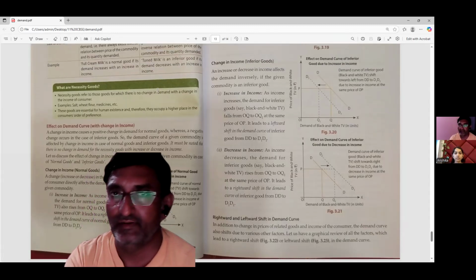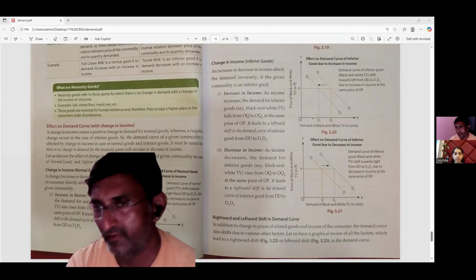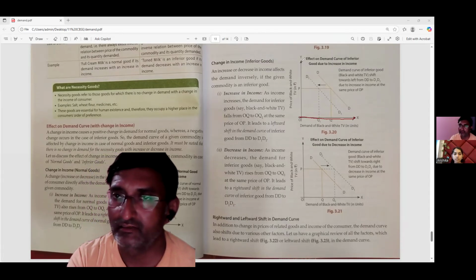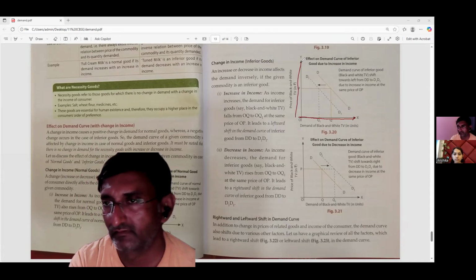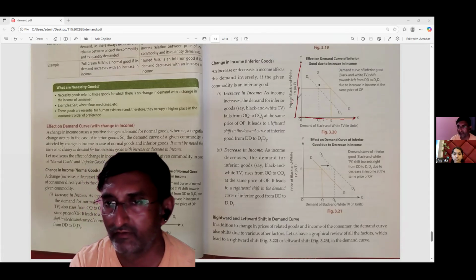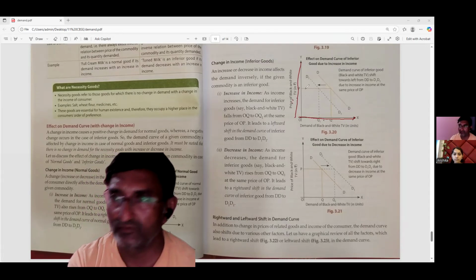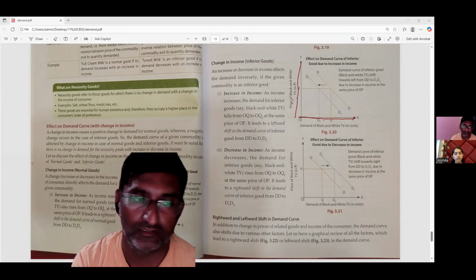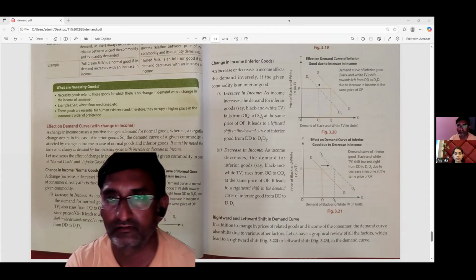So basically, this axis will always indicate quantity. There is a specific rule, right? And the other is your income level. That is not a big deal. If you take income level on this side and demand on this side, there is no effect. There is no scientific reason behind that.